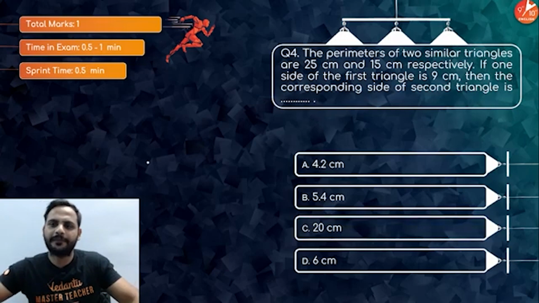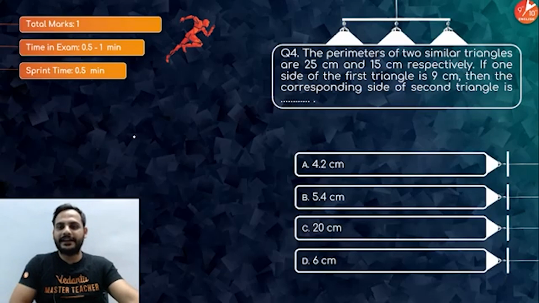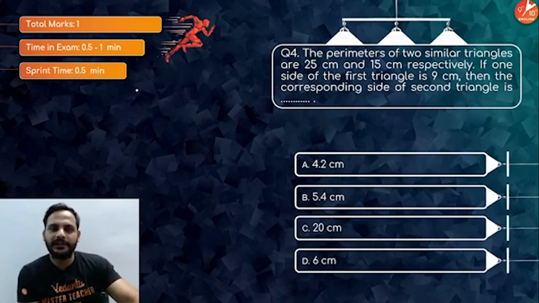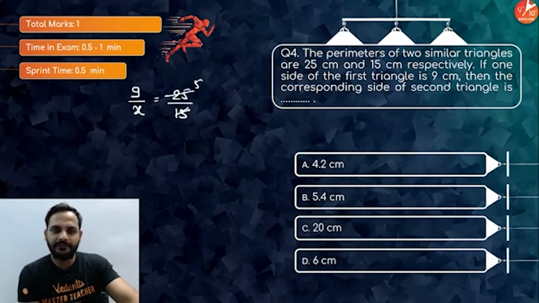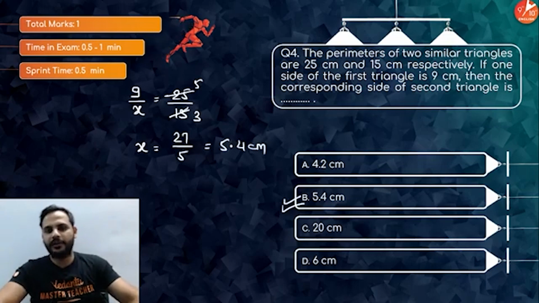Simple. Next one. Perimeter. The perimeters of two similar triangles are 25 centimeters and 15 centimeters. The side of the first triangle is 9 centimeters. Then the corresponding side of the second triangle, let's say it is x. So 9 by x. The ratio of perimeters is the same as the ratio of the corresponding sides. So it will be 25 by 15, which is 5 by 3. Cross multiply, x is equal to 9 times 3, which is 27 by 5, which is equal to 5.4 centimeters. Alright, option B will be your correct answer.